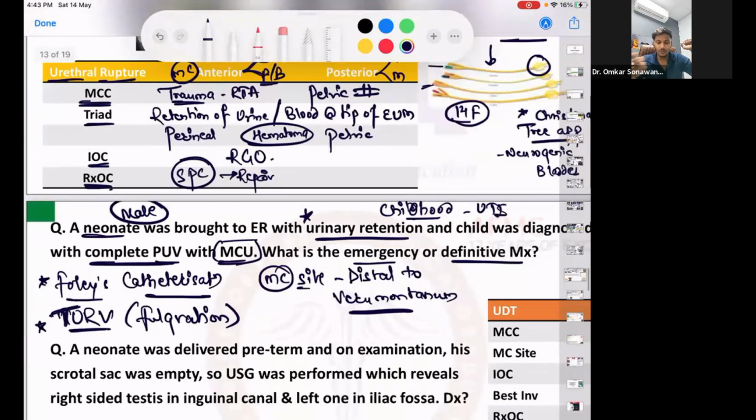As I told you, in urethral rupture you usually need to relieve the patient. So first of all, you will insert a suprapubic catheter. And what do we mean by suprapubic catheter?